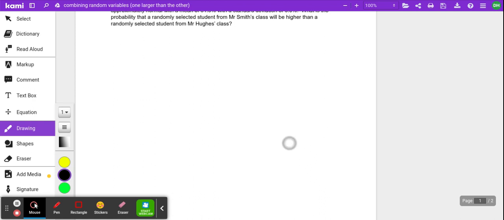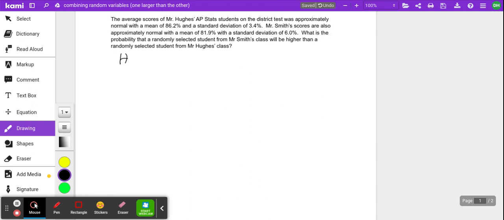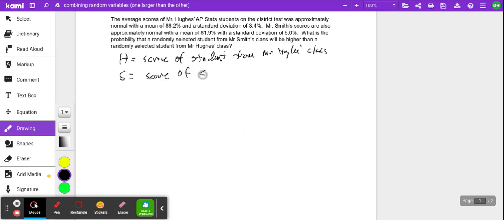And I'm going to use H is the score of a student from Mr. Hughes's class. And I'm going to use S for a score of a student from Mr. Smith's class.